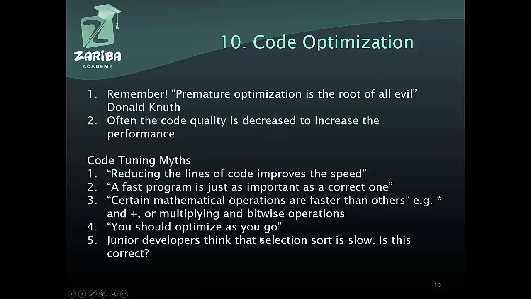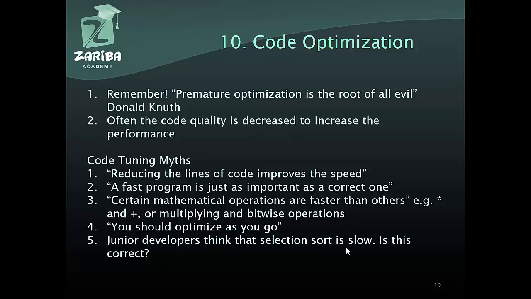Okay, so this is the big thing. You should optimize as you go. Wrong. First write your code, make it work, and after that, if you have a problem, then go and fix it. Junior developers think that selection sort is slow. Is this correct? The answer is clearly no, but it depends on the situation.